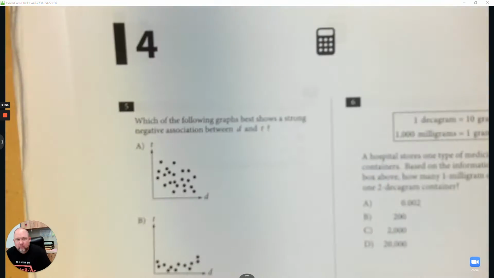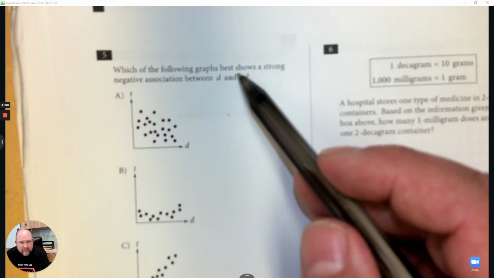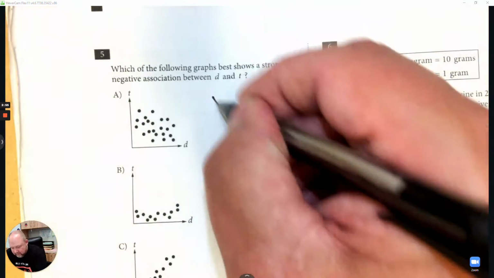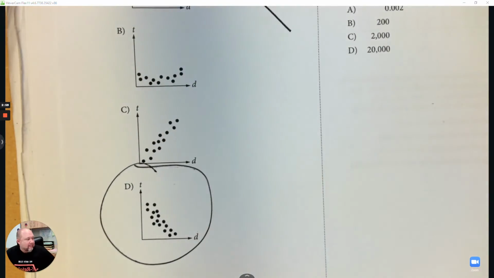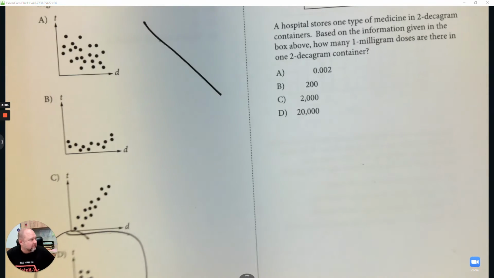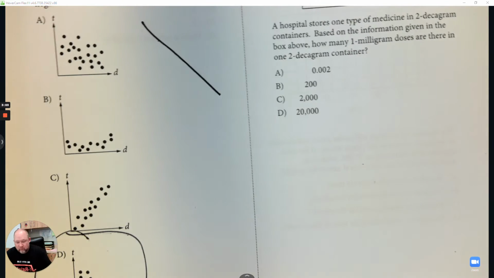Number 5. Which of the following graphs best shows a strong negative correlation? That means it looks like a line going down. So that answer is D. Next, number 6. See, those are easy questions, just weak.